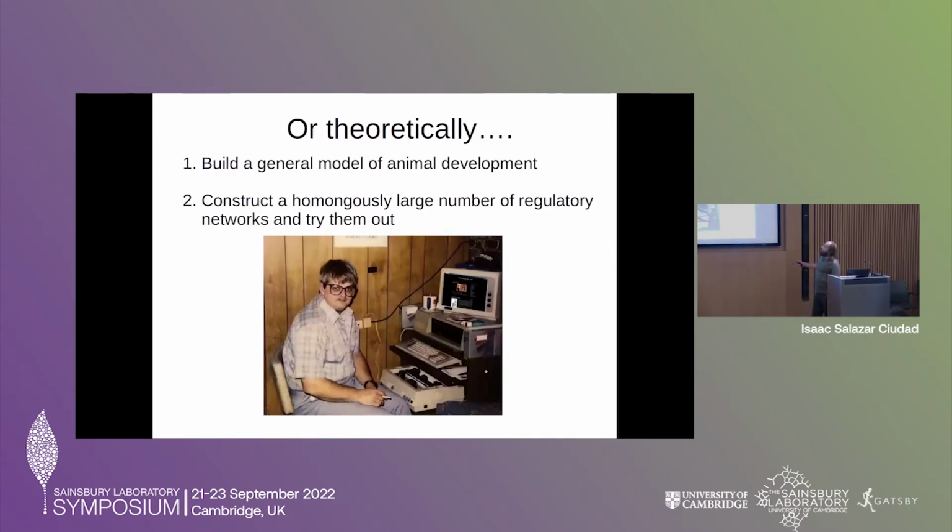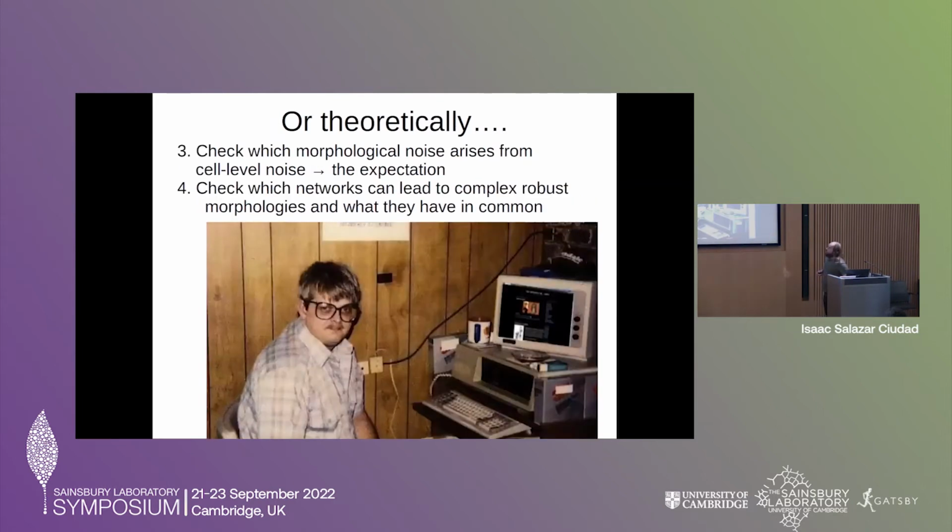We can build a general model of animal development, then construct a huge number of gene networks and try to see from the model what they produce, which kinds of morphologies they produce, and whether they are robust or not. Once we do that, we can check which morphological noise we can expect from cell level noise in this model. So this will provide us some expectation of how much noise we should expect in morphology. Is that noise consistent with the one we observe in nature? If not, then there is maybe some buffering mechanism we're missing.